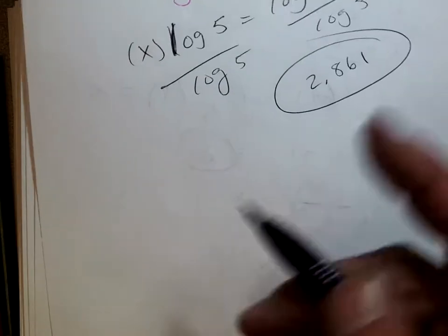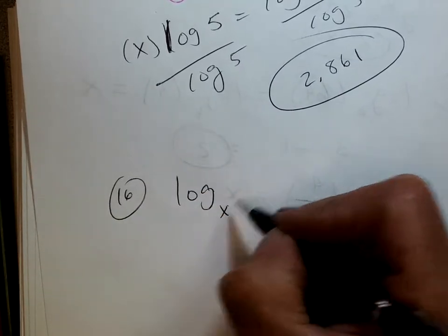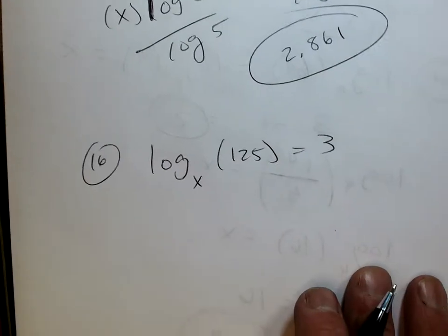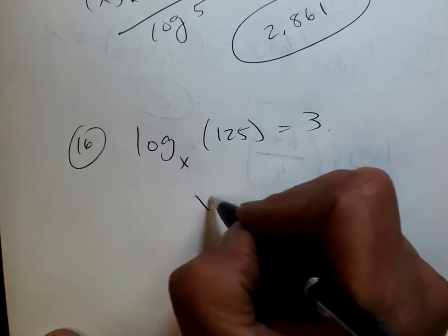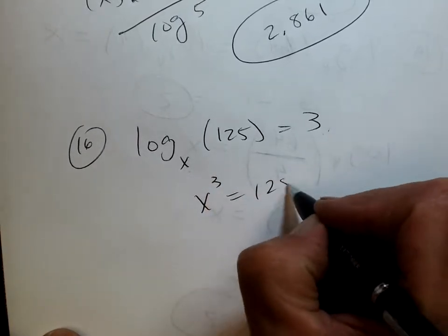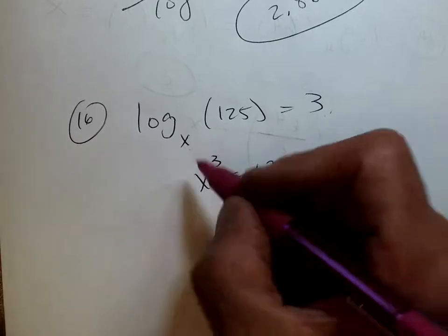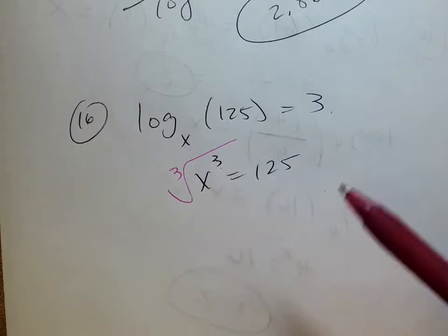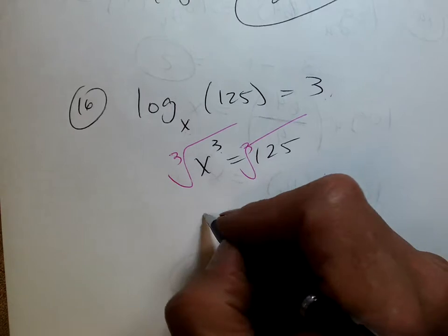16, and then we're going to get to the hard one. 16, we've got log base x of 125 equals 3. So let's go x to the third power equals 125. Now it's old math, because we're going to cube root it. We're not going to log this one because we already know the exponent's the number. We take the cube root, and the cube root of 125 is 5.